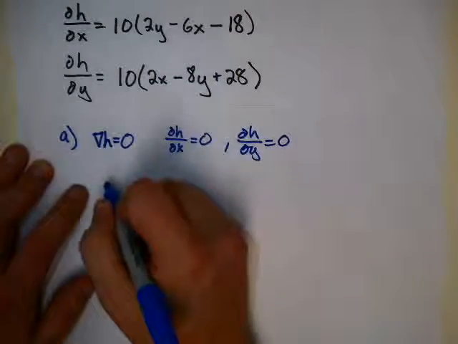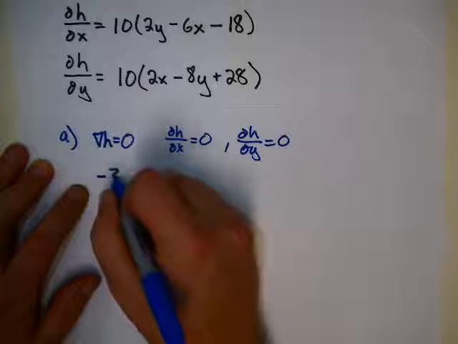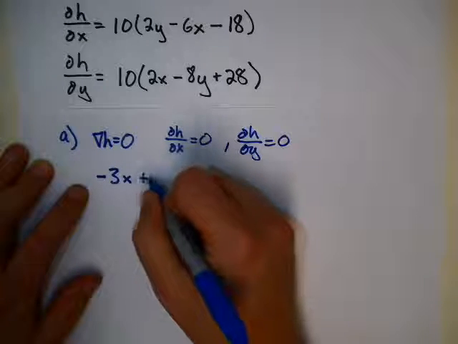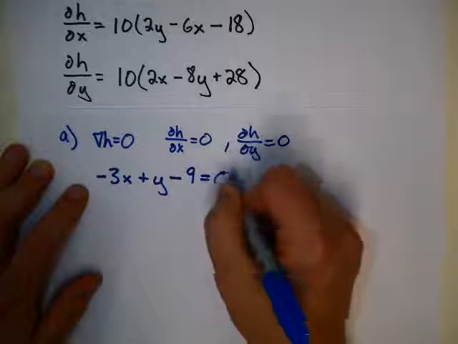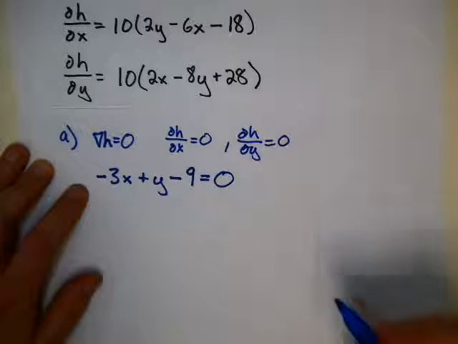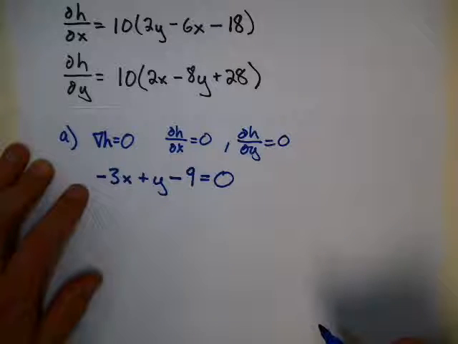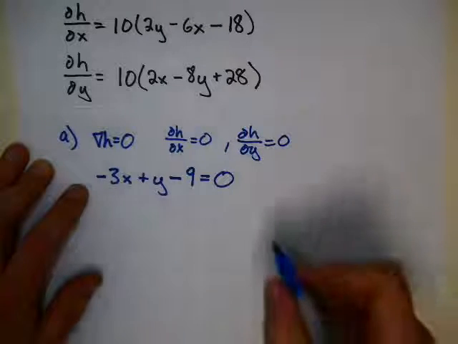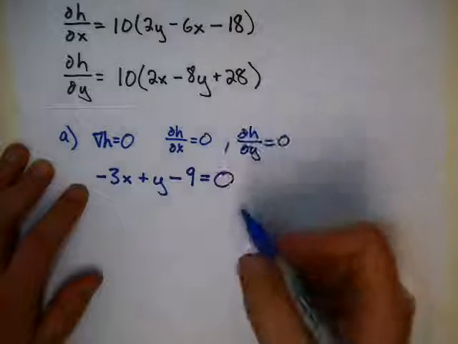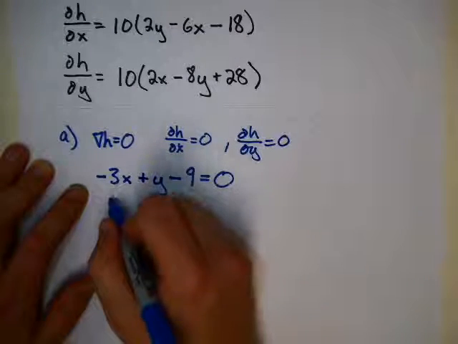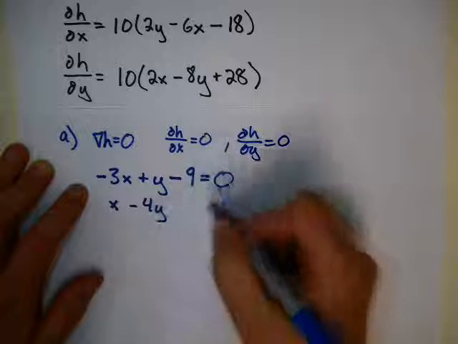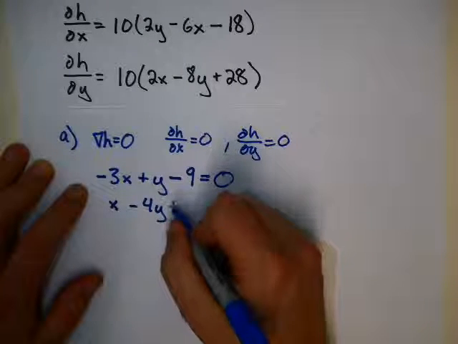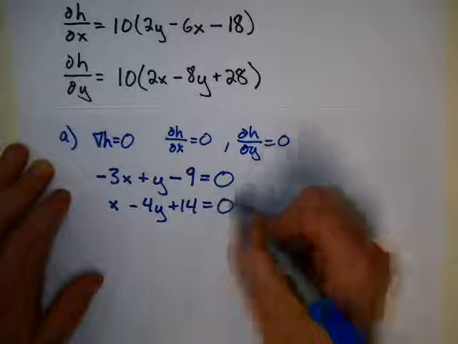So writing down the two equations, I'm going to put x first: minus 3x plus y minus 9 should be equal to 0. That's the translation of partial h partial x equal to 0. And then the partial h partial y is going to give x minus 4y plus 14 is equal to 0.